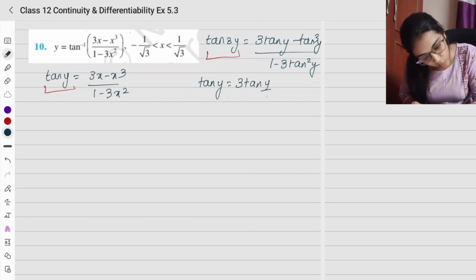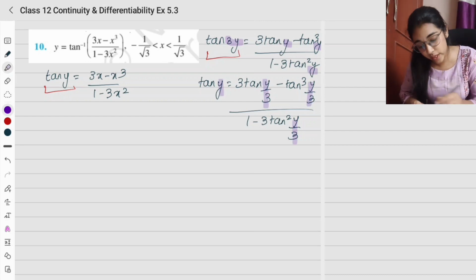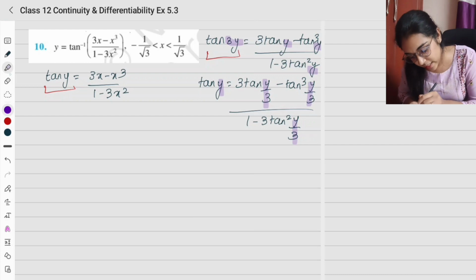So tan y by 3. It is not 2 here. So it is going to be tan of y by 3 minus tan cube y by 3, the whole divided by 1 minus 3 tan square y by 3. Do you understand why? Here I have 3y. So in this place y becomes y by 3 and y by 3. Okay? Clear?